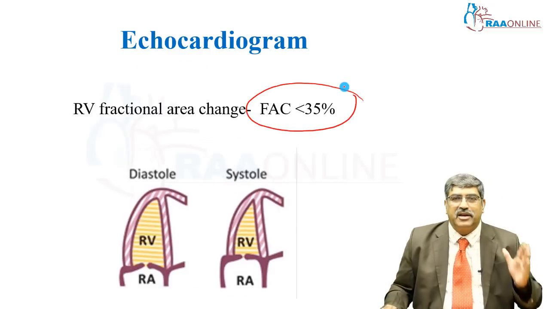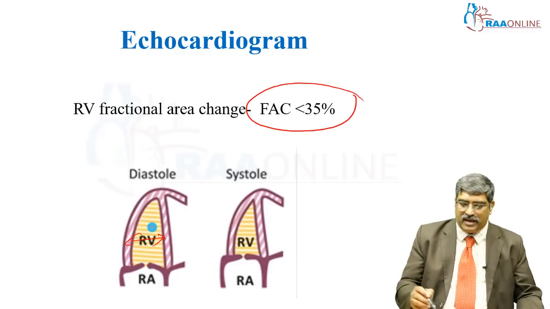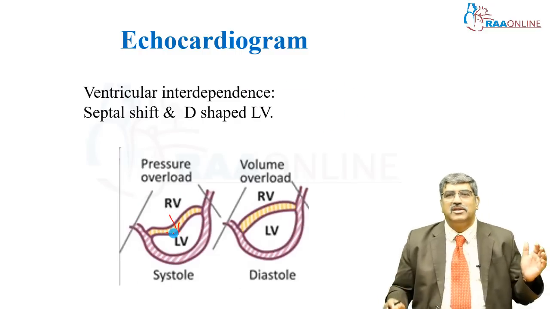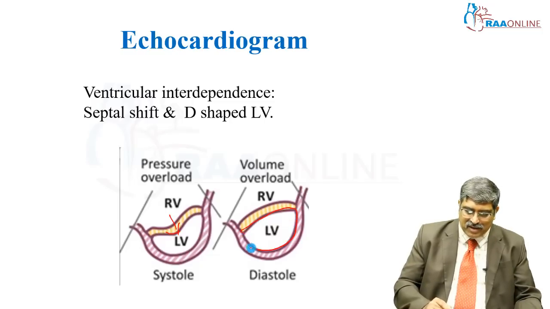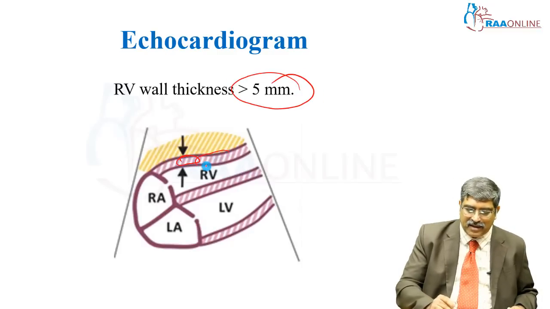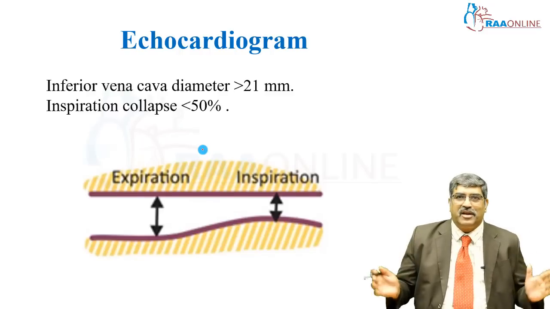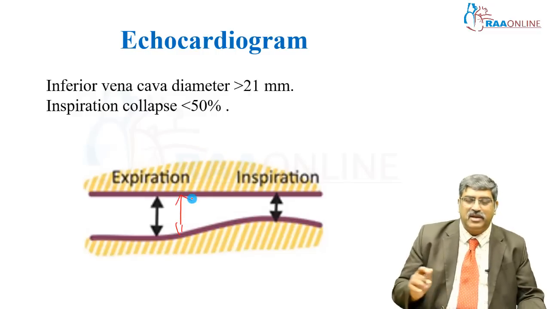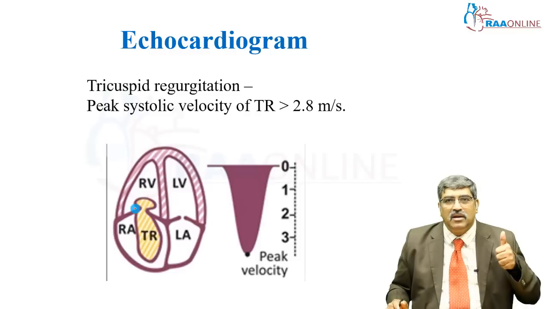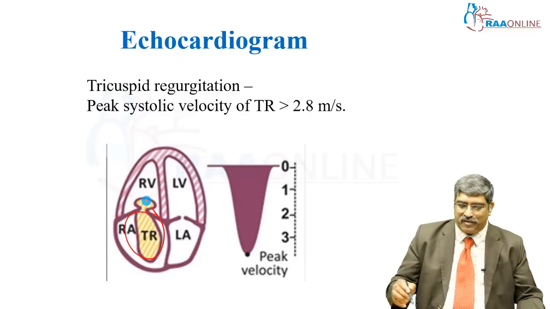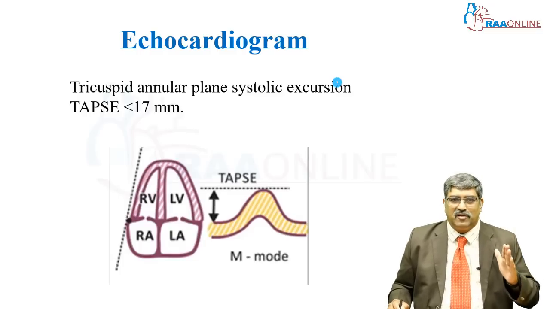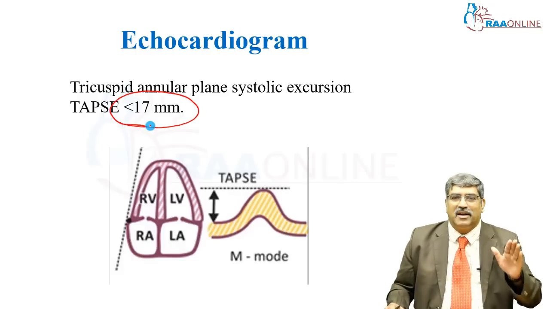Systolic function of the right ventricle: your right ventricular fractional area change, which is the area change between systole and diastole, is less than 35% in right ventricular dysfunction. There is septal shift towards the left ventricle, and the left ventricle assumes a D shape in right ventricular dysfunction. The wall thickness of the right ventricle will be greater than 5 millimeter. Whenever the right ventricle fails and there is volume overload, the IVC collapsibility is less than 15% and the diameter is greater than 2 centimeter, that is 21 millimeter. And the peak systolic velocity of tricuspid regurgitation will be greater than 2.8 meter per second. And TAPSE, which is one of the indications of systolic function, if it is less than 17 millimeter, right ventricular dysfunction is there.